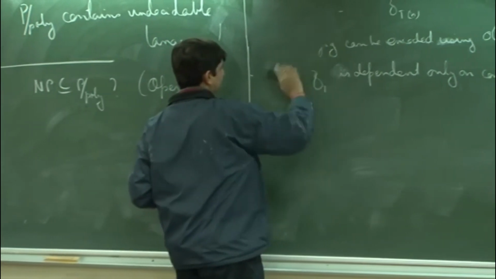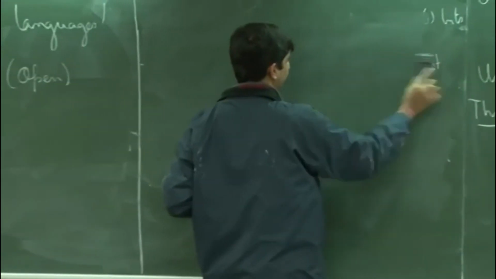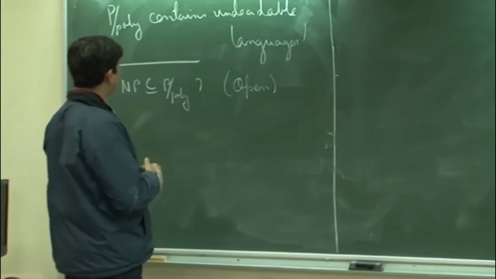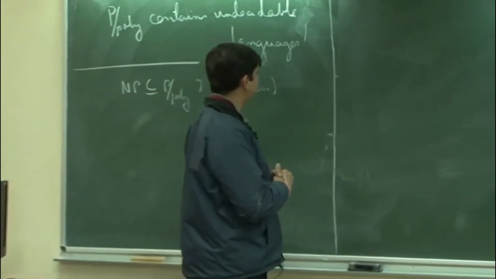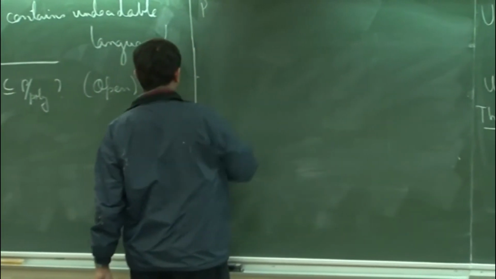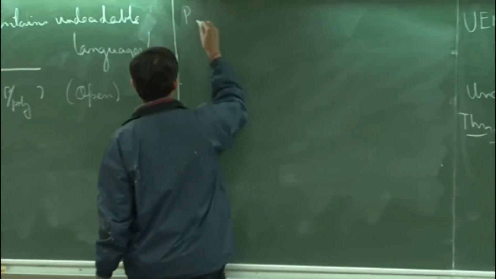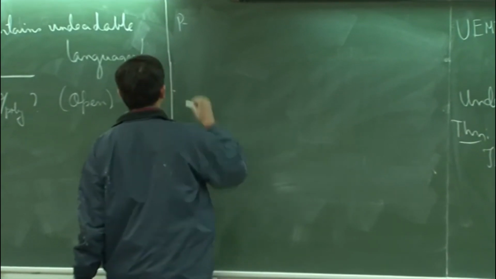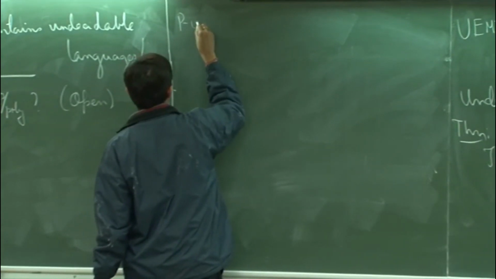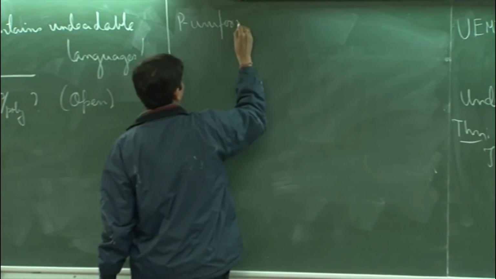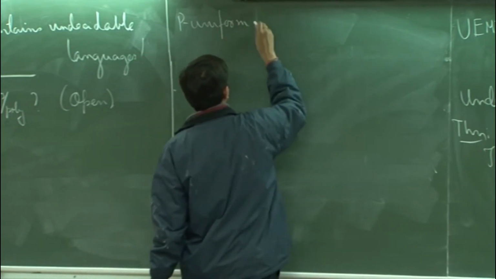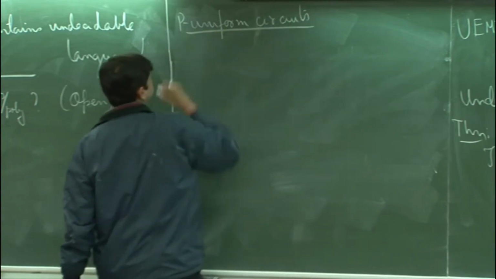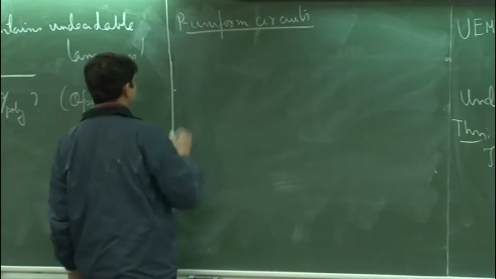So, let us look at just one more thing and then we will stop today. How can we circumvent this problem? We will define a subclass of these kind of circuits known as P-uniform circuits. So, what are P-uniform circuits?